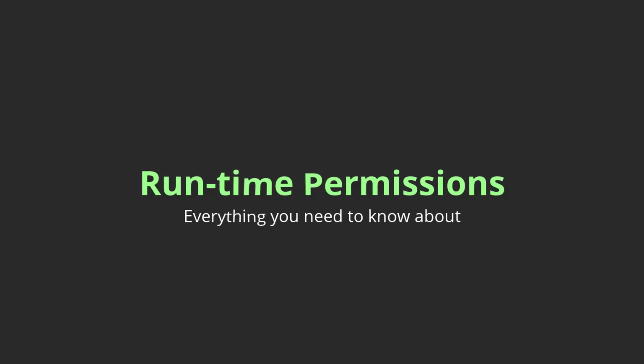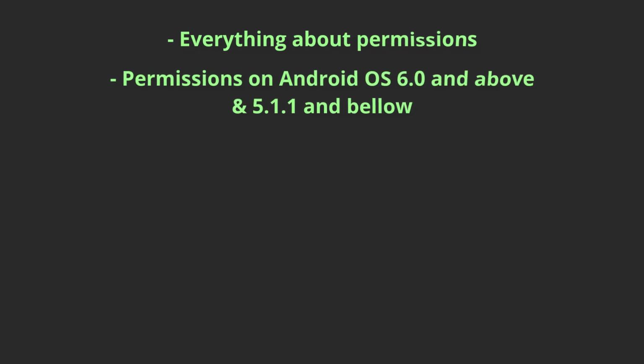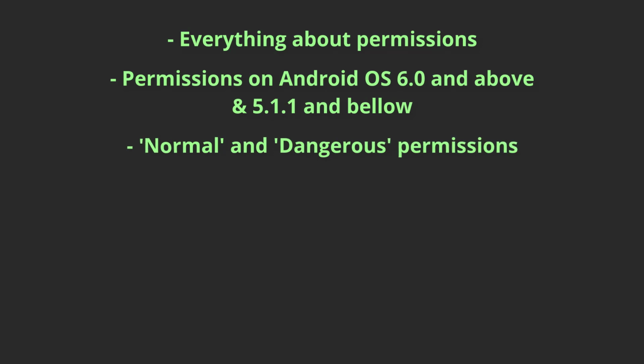In this video I'm going to talk about permissions and runtime permissions. This will be a longer video, so I will split it in two parts, and in this first part I'm going to talk in detail about everything the regular Android developer should know about permissions, and the difference between requesting permissions on Android OS version 6.0 and above, and requesting permissions on OS version 5.1.1 and below, as well as the difference between normal and dangerous permissions, about permission groups and how those work.